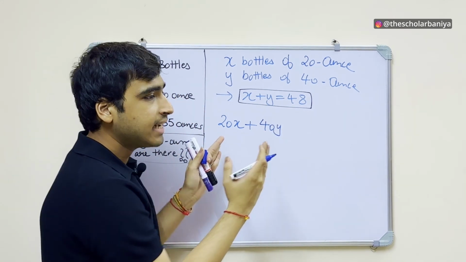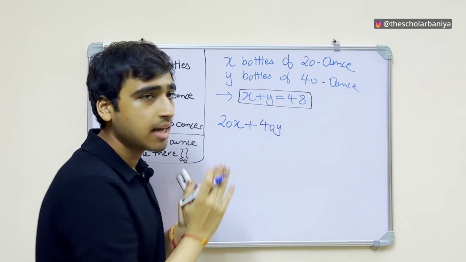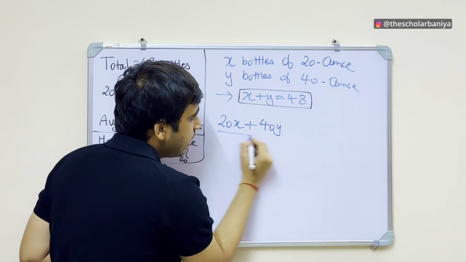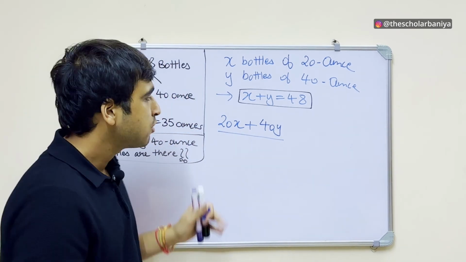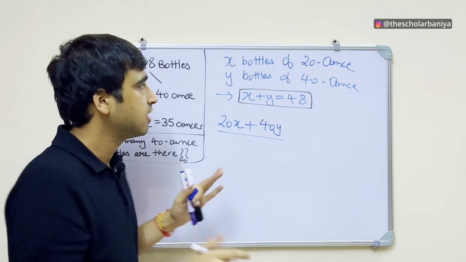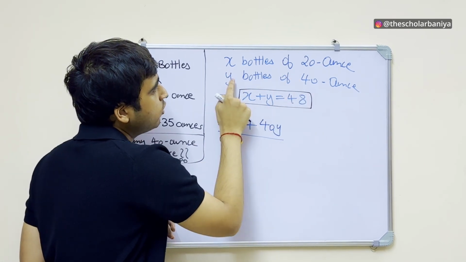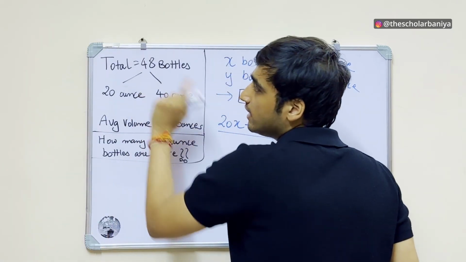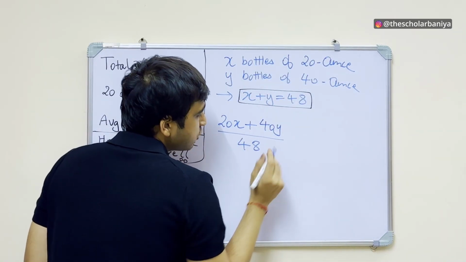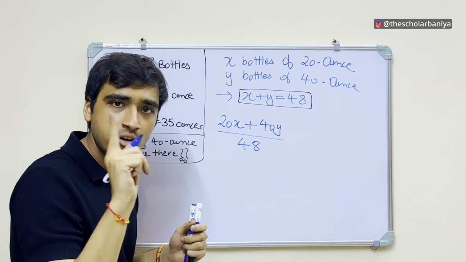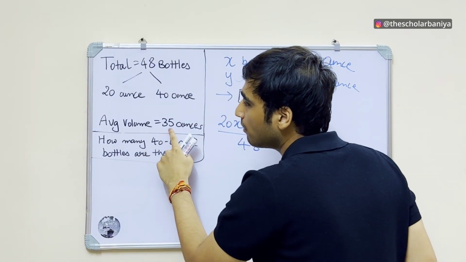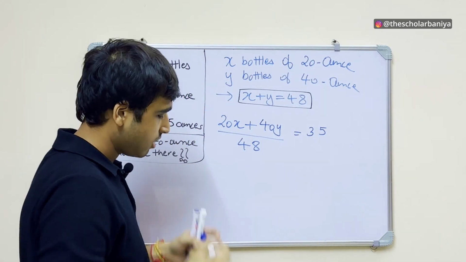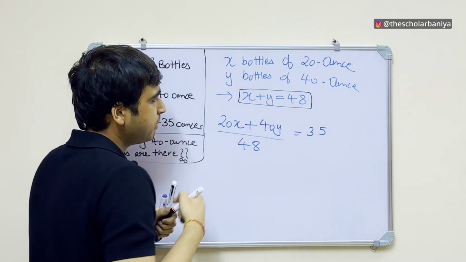right? So whenever we calculate the mean, we calculate the sum, right? So this is the sum of the total volume, right? And in the denominator, we have the total number. So this is the sum of the total volume of all the bottles, 20 into X and 40 into Y. So we added that. And what is the total number of bottles? Total number of bottles is 48. So upon 48. So this is the average amount of volume in one bottle. And what is the average amount of volume in one bottle? 35. So this equals 35. I hope this should make sense. There should be no problem in this.